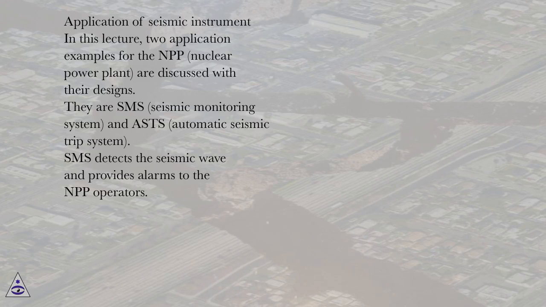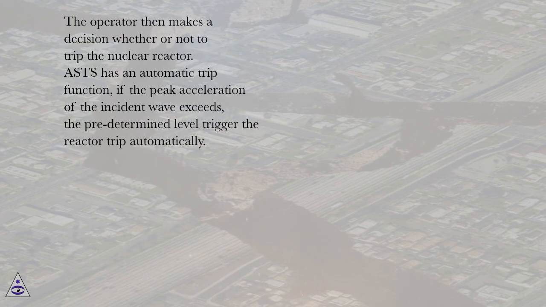Application of seismic instrument. In this lecture, two application examples for the NPP, nuclear power plant, are discussed with their designs. They are SMS, Seismic Monitoring System, and ASDS, Automatic Seismic Trip System. SMS detects the seismic wave and provides alarms to the NPP operators. The operator then makes a decision whether or not to trip the nuclear reactor.